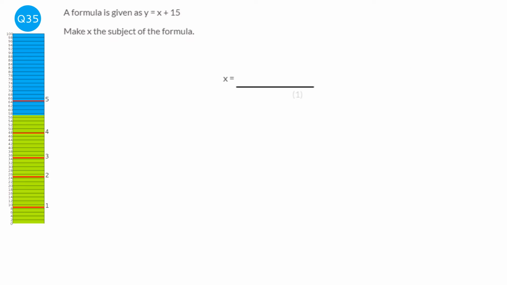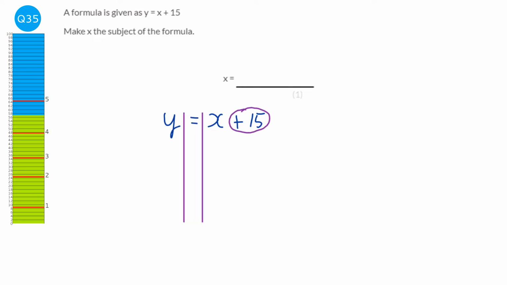So I'm going to write the question out. So y equals x plus 15. And we're told that we want to make x the subject of the formula. Now what that means is we want x on its own. What's stopping x from being on its own? This plus 15. So to get rid of it, we do the inverse, the opposite of plus 15 to both sides. Take away 15. So we end up with y minus 15 on the left hand side, and we've got rid of the plus 15, so we've just got x on the right hand side. So x is equal to y minus 15.